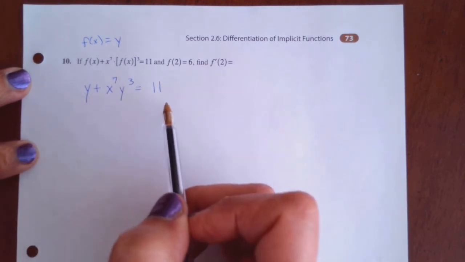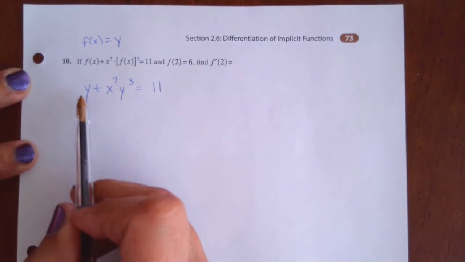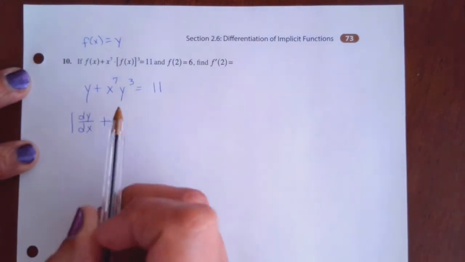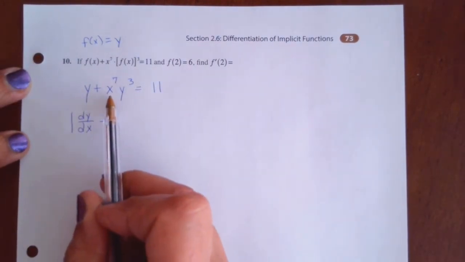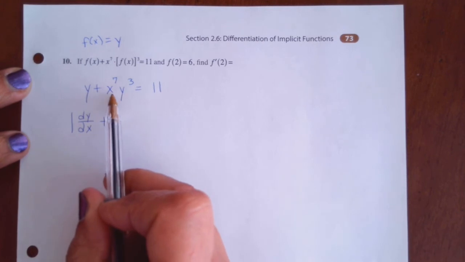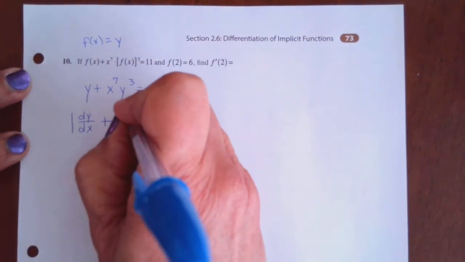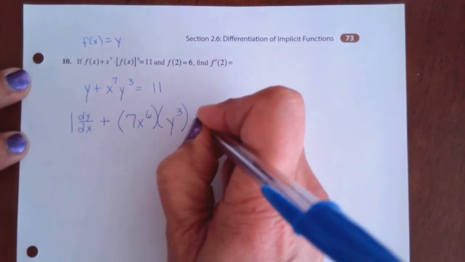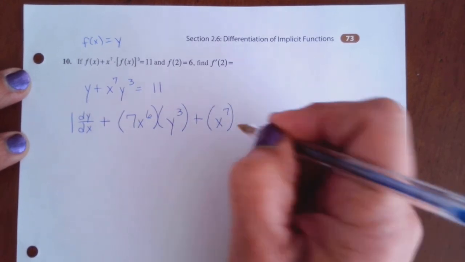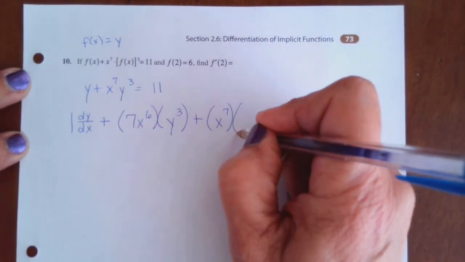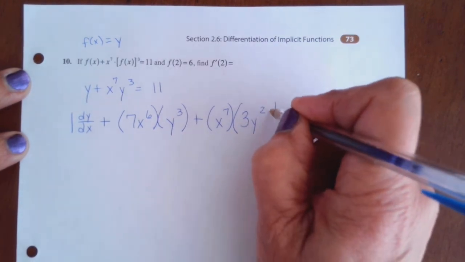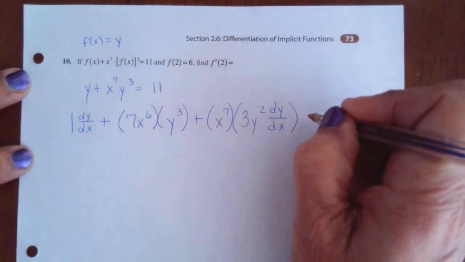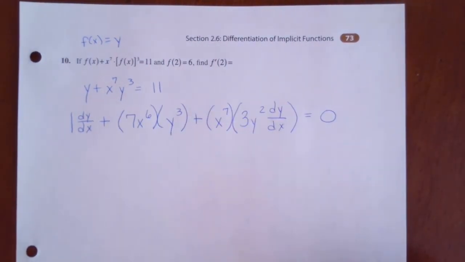and now I can take my derivative implicitly. So I'm going to start with the derivative of y, which is 1 dy dx, plus, and now I have to do a product rule, take the derivative of x to the 7th times y cubed. So start with the derivative of the first, which is 7x to the 6th, times the second, plus the first, x to the 7th, times the derivative of y cubed, which would be 3y squared dy dx. Remember, any term with a y in it, we got to tack that on. And then the derivative of 11 is 0.